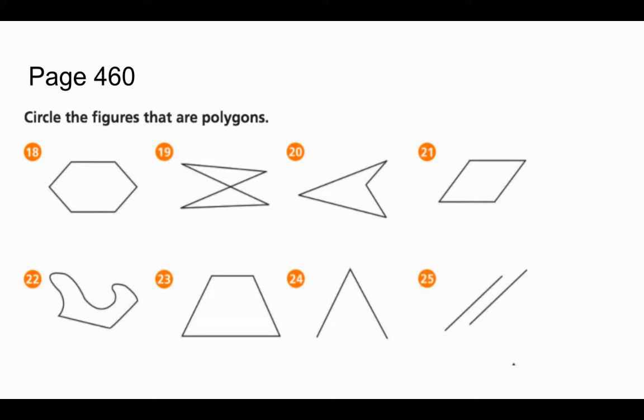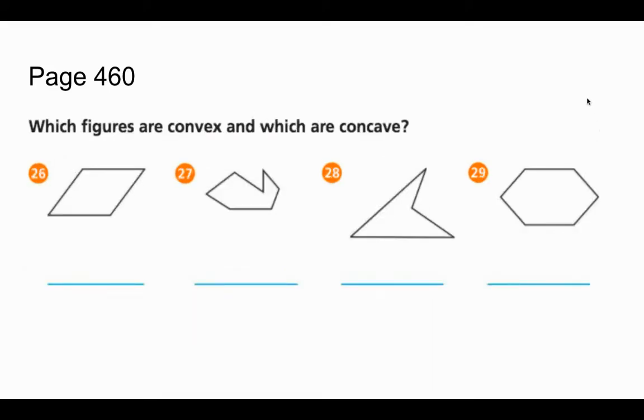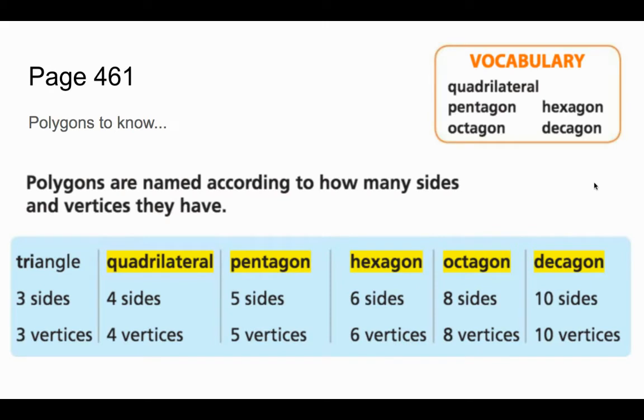Go ahead and pause the video if you need to circle the polygons that you see. Then third graders, you need to label which figures are convex and which ones are concave. Remember, concave goes into the figure. So if it has any endpoints that are in the figure, you are going to list them as concave. All right. We're going to look at page 461, and then I'm going to show you the answers for both of these pages.